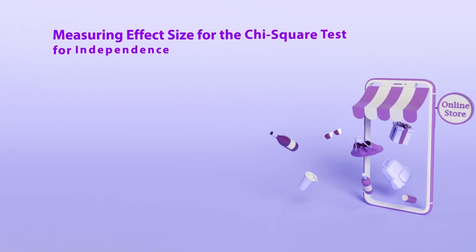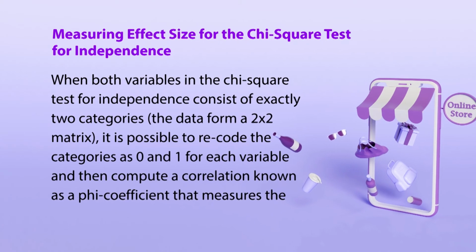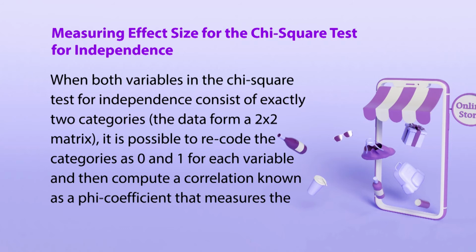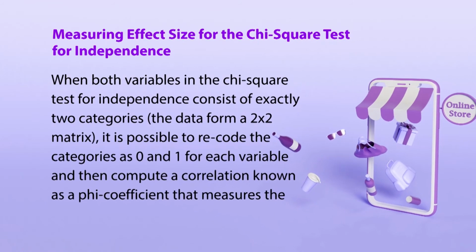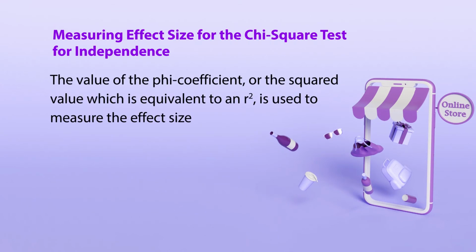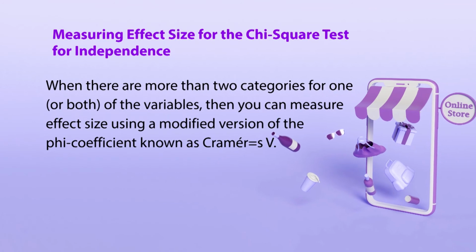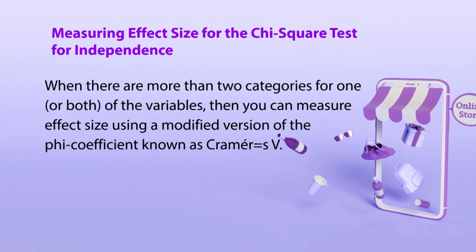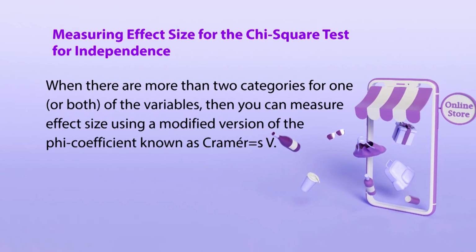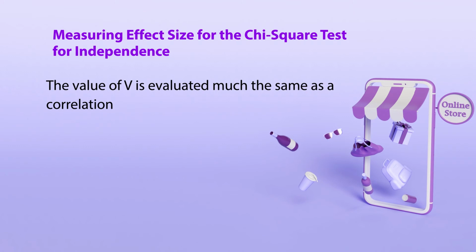When you are going to measure effect size for the chi-square test for independence, when both variables consist of exactly two categories, the data form a 2 by 2 matrix. It is possible to recode the categories as 0 and 1 for each variable and then compute a correlation, the phi coefficient, which measures the strength of the relationship. The value of the phi coefficient, or its squared value, which is equivalent to r squared, is used to measure the effect size. When there are more than two categories for one of the variables, you can measure effect size using a modified version of the phi coefficient known as Cramer's V. The value of V is evaluated much the same as a correlation.